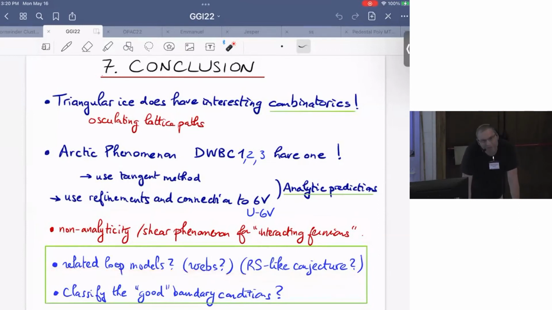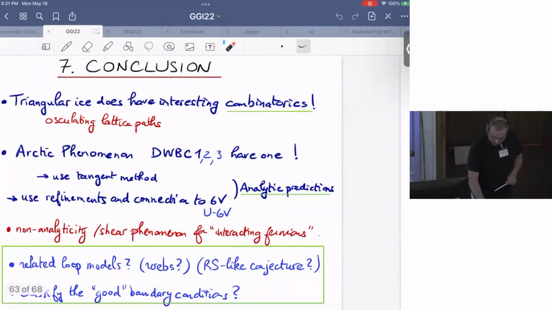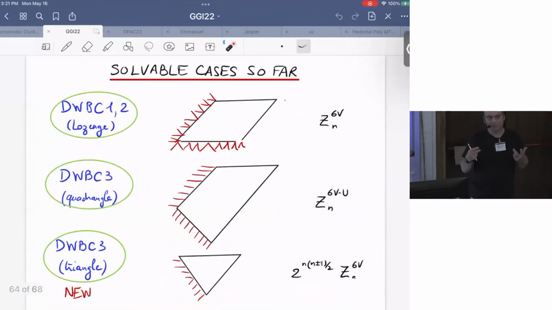Could one relate this to loop models in any way, so that we could come up with the Razumov-Stroganov part, which is still missing? Okay, so that's a question. And the other question, I have a few hints already, which is, can we classify these domain wall boundary conditions, like find the good ones, right? So I found another one by asking myself this question.